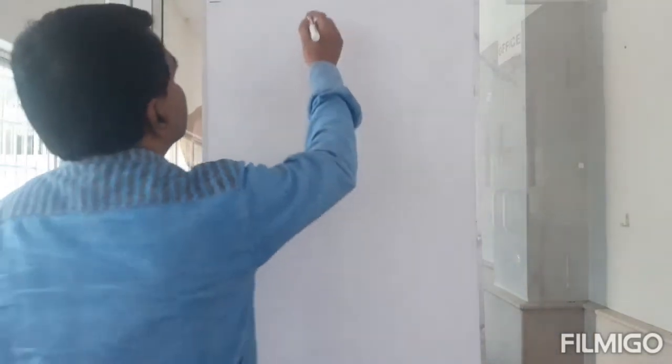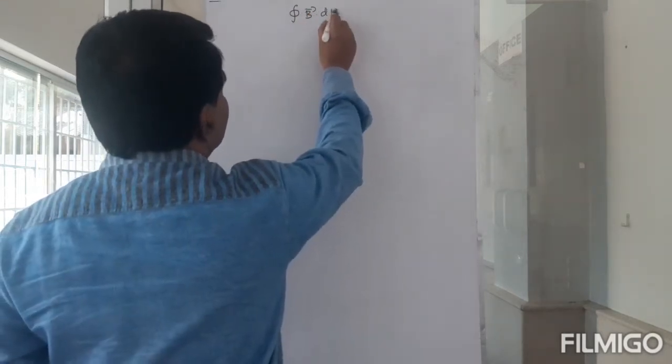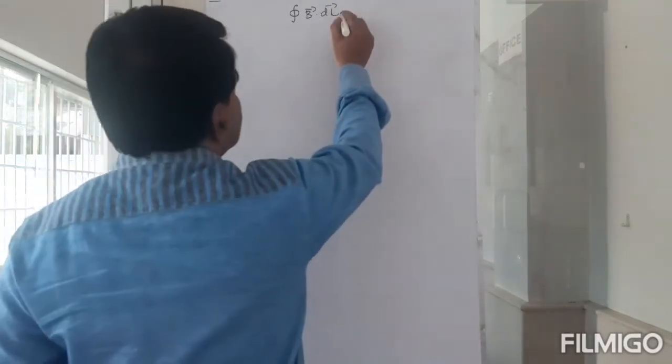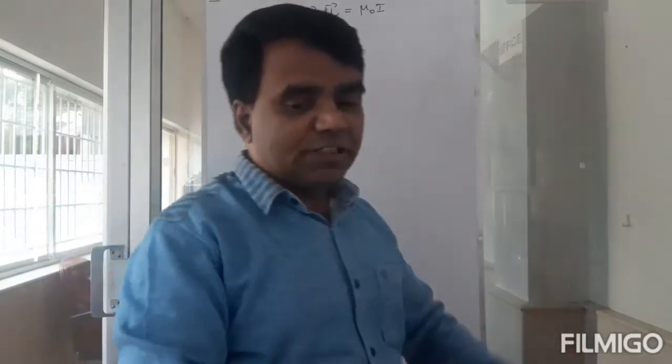Let's start with the Ampere-Maxwell law. So what does the Ampere law say? It says that the closed loop integral of B dot dl over the boundary of an open surface is equal to mu naught multiplied by the current piercing through the surface. So the closed loop integral B dot dl is equal to mu naught into I, where this I is the current which is piercing through that surface.